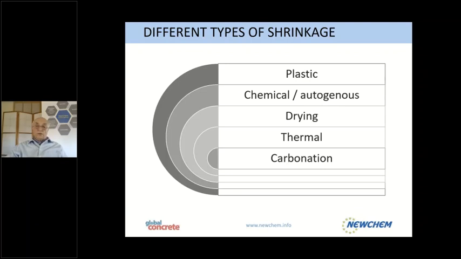Thermal shrinkage, naturally, with the Chinese who made a lot of dams, the temperature in a dam with cement can go up to 80-90 degrees, which is very hot. So it takes sometimes months for a dam to cool down. And naturally, like all materials, when material cools, you get some shrinkage. And then you have carbonation, which is the last possibility.